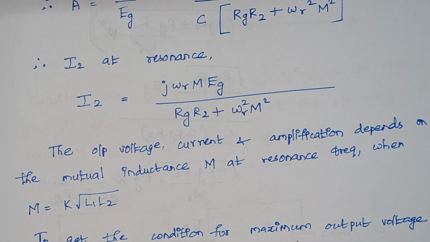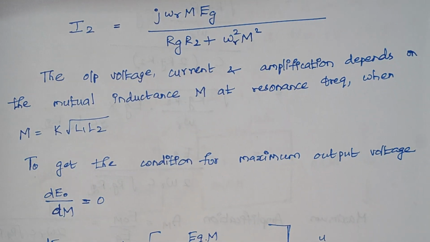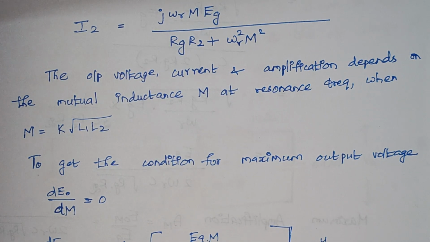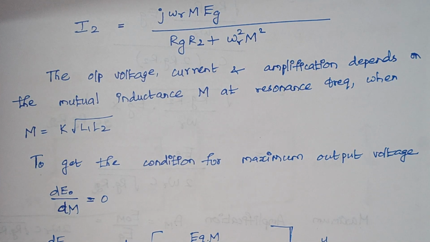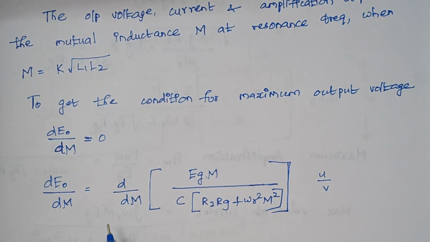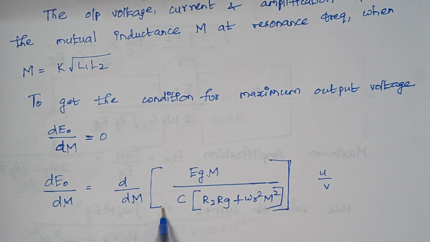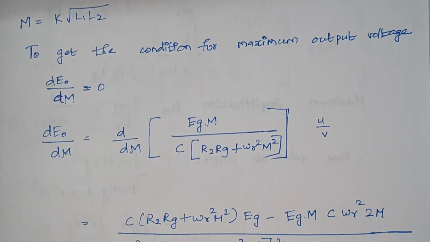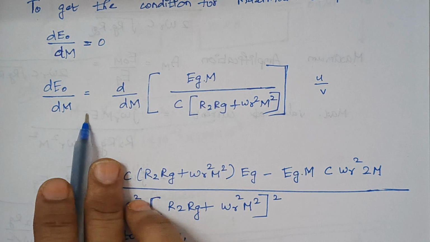Now, to get the condition for maximum output voltage, how to find the maximum output voltage? You have to differentiate this expression and equate it to 0, right? So here again, dE naught by dM, that is your output voltage. I am going to differentiate this output voltage and equate that to 0 here. So again, this is your expression for E naught under resonance condition, right? So now I am going to differentiate. The basic thing is, we are going to differentiate with respect to M, right?